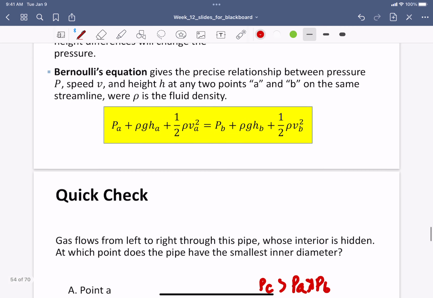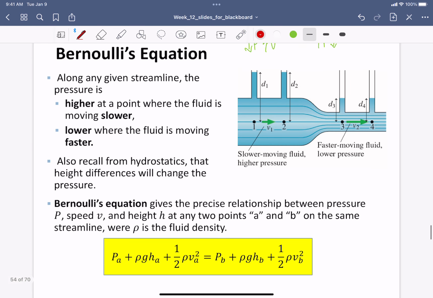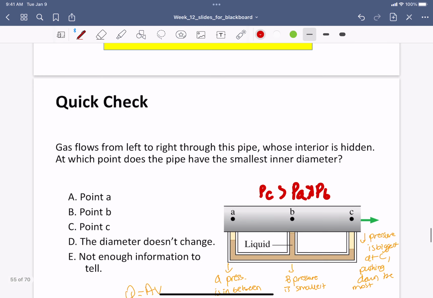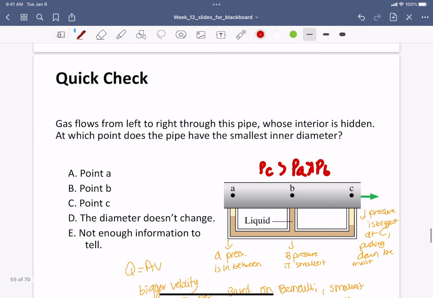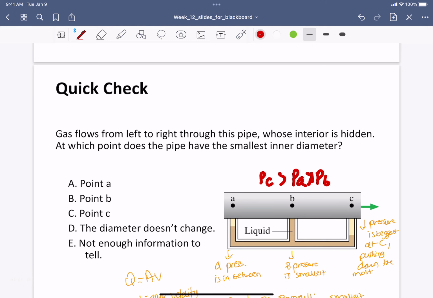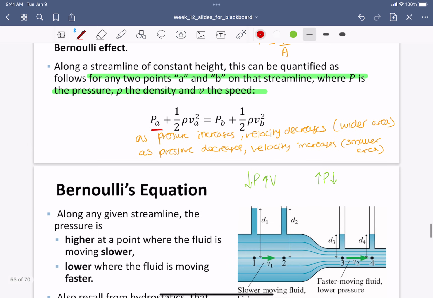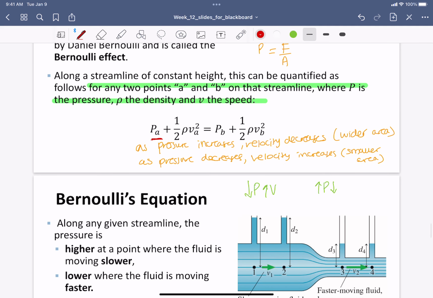We can look at Bernoulli's equation. This is how we would relate to it, because we want to figure out what has the smallest inner diameter. So if we said, for example, PC is greater than PB, right? If we were to plug sample numbers in, or think about it with relationships, then if this was, I don't know, 10 and this was 2, for example, right?